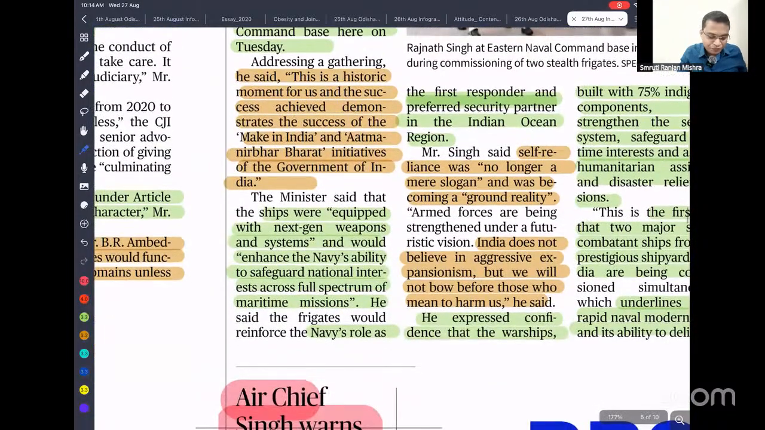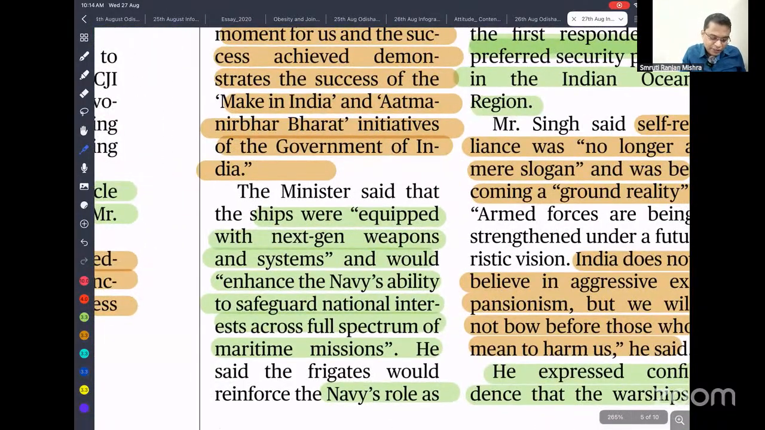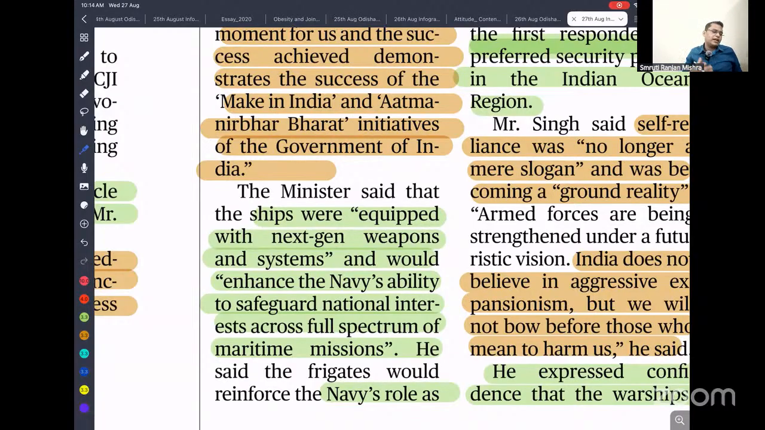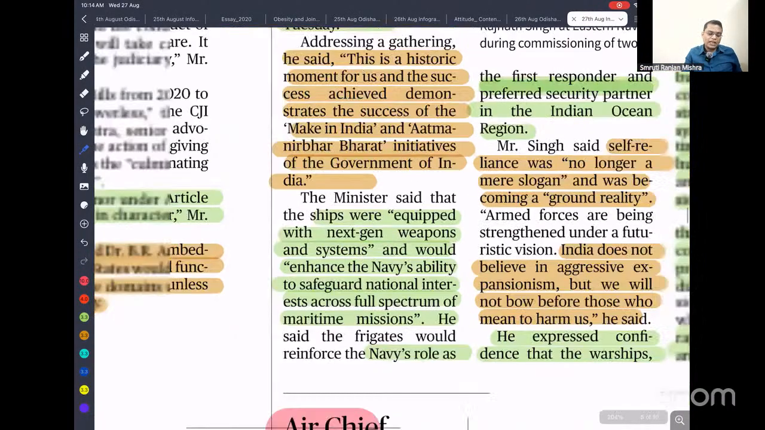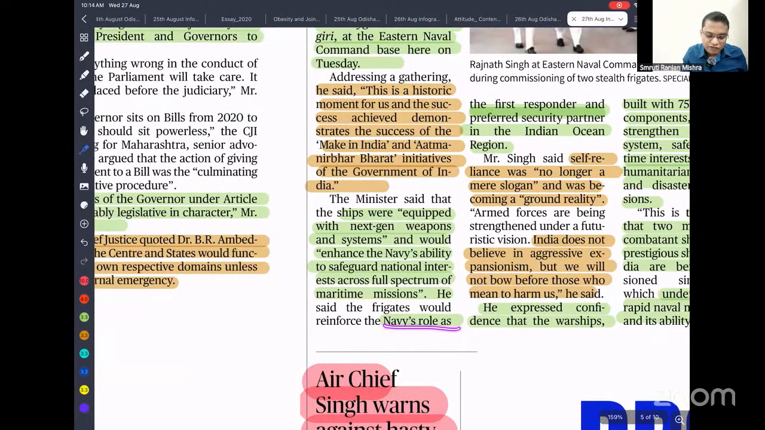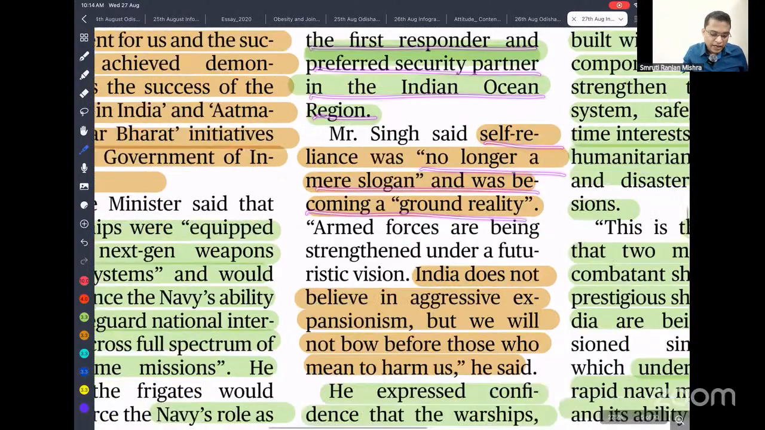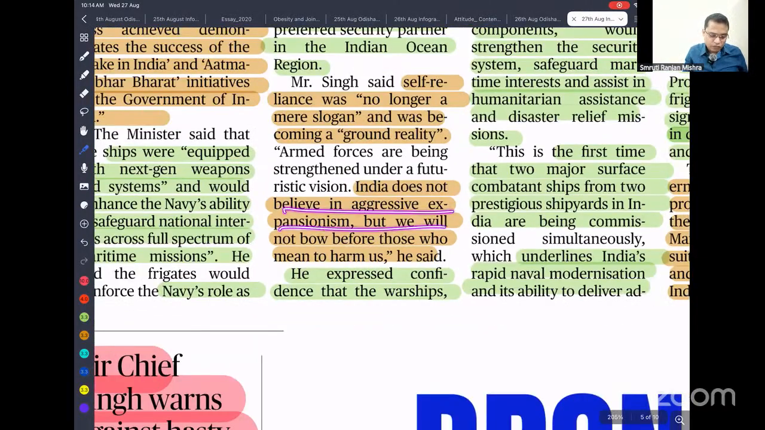So I think challenges are always an opportunity for us, but the way we are looking at them is very important. Okay, so because of that, the ships are equipped with next generation weapon systems and would enhance the Navy's capability to safeguard the nation's interest across the full spectrum of maritime missions. So I think they can ask about this question directly also. What are the unique features, what is the project name, what are the ship names? So please read it very carefully. And security partner in the Indian Ocean region. Self-reliance is no longer a slogan, but we are making it ground reality. India does not believe in aggressive expansion. Yes, we don't do aggressive expansion, but we should not tolerate it if anyone shows aggression towards us.